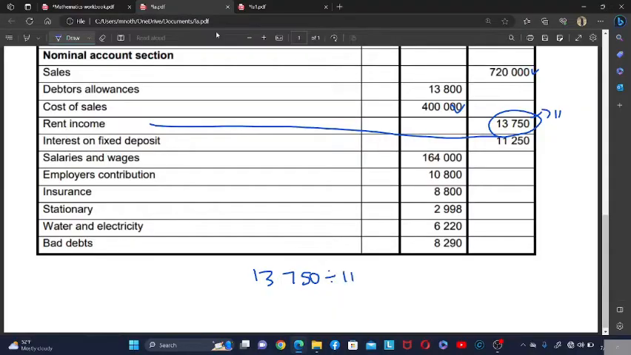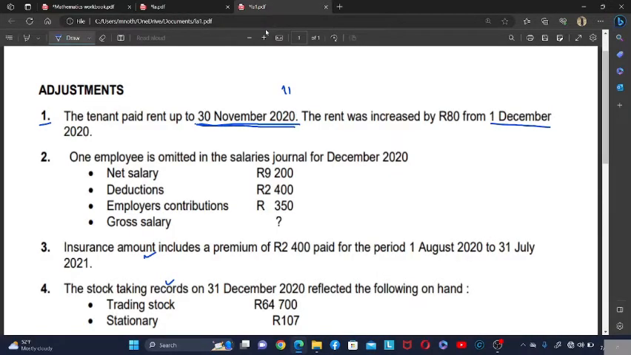So we divide by 11 months, which is equal to 13,750 divided by 11. It is 1,250. So the rent income per month is 1,250. But then they continue to say the rent was increased by 80 Rand from December 2020.